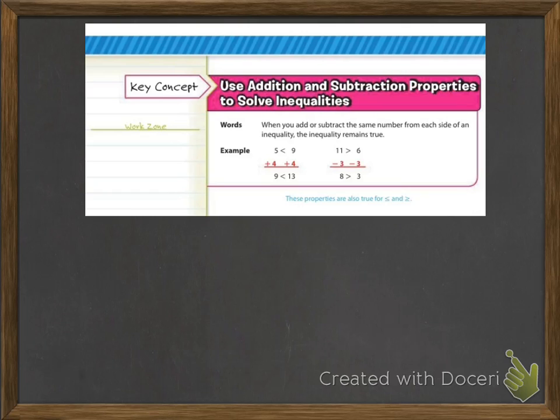Alright, so first thing we're going to do is review how to use addition and subtraction properties to solve inequalities. Now the good thing about inequalities is they are just like equations, except the difference is there's no equal sign. Instead you will have an inequality symbol. Remember, those symbols are less than, greater than, less than or equal to, or greater than or equal to.